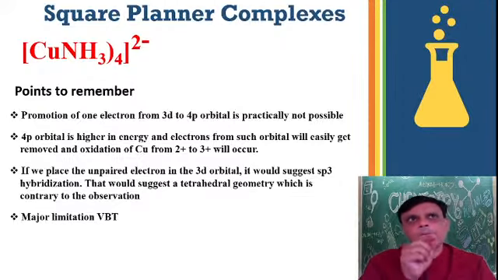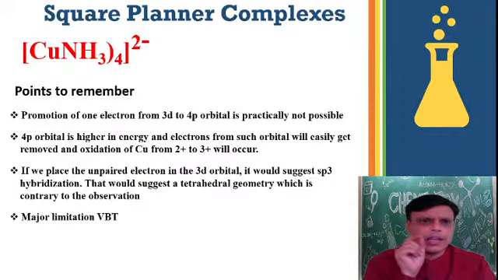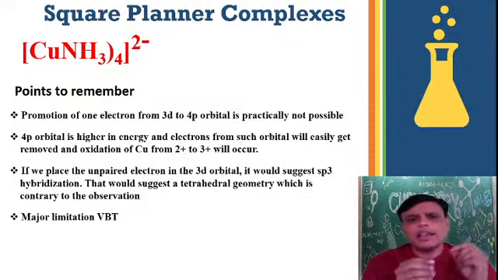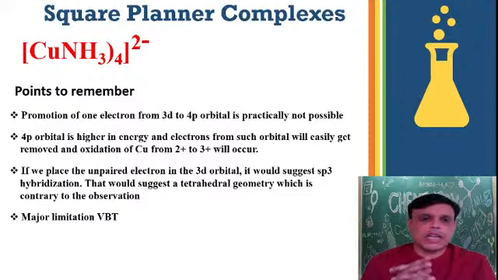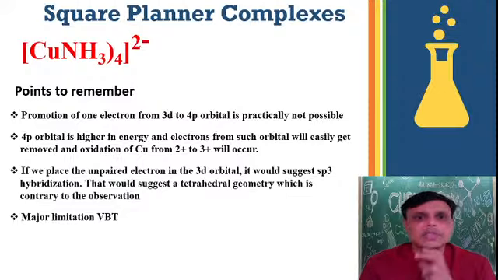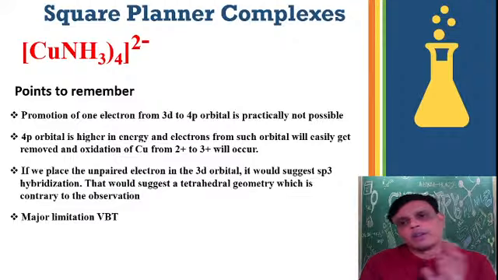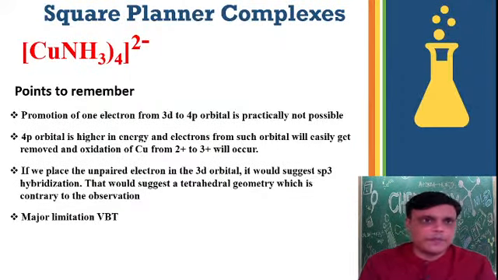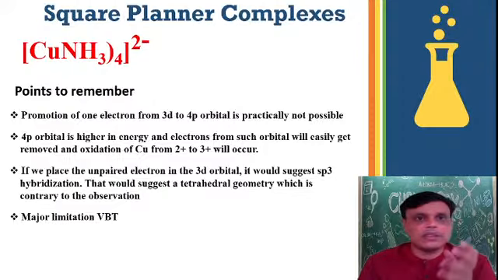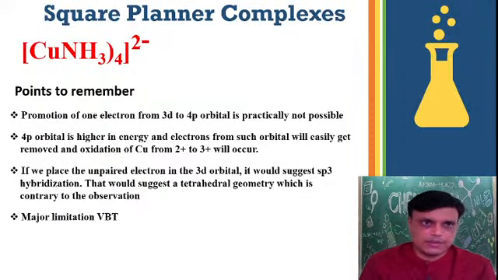We have just shown it to satisfy our dsp2 hybridization. To get dsp2 hybridization, what have we done? We took one electron out of the d orbital and placed it in 4p. But actually in chemistry, or in the lab, we cannot do that. Just to satisfy our hybridization concept, we have placed one electron from the 3d orbital to the 4p orbital to give dsp2 hybridization. But according to VBT we cannot explain this complex. Okay, so this is the major limitation of valence bond theory.